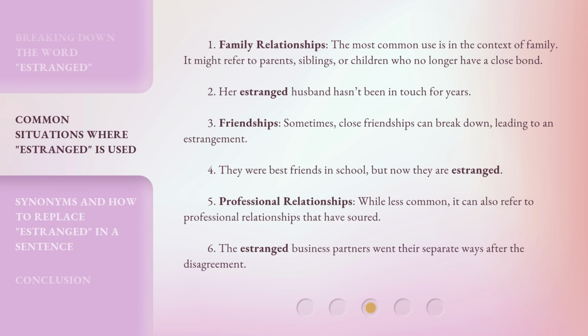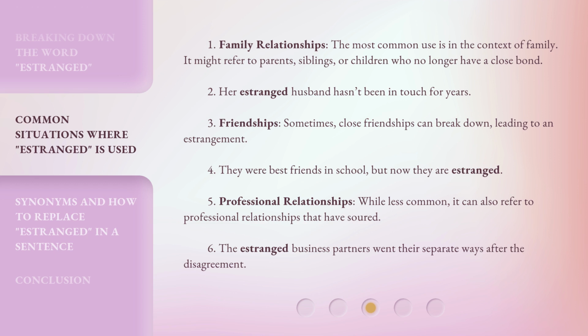1. Family relationships. The most common use is in the context of family. It might refer to parents, siblings, or children who no longer have a close bond. 2. Her estranged husband hasn't been in touch for years.